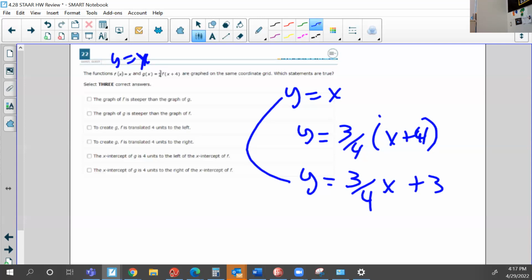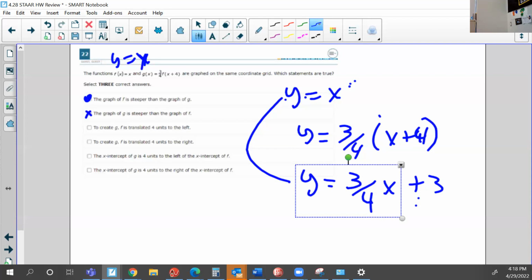Well, we know 3/4 is less than 1. So this one has a steeper slope, the first graph, F. So F is steeper than G. That's a true statement. Because here the slope is a fraction, 0.75. You can graph it and see that this one has a steeper slope. Okay. Next.